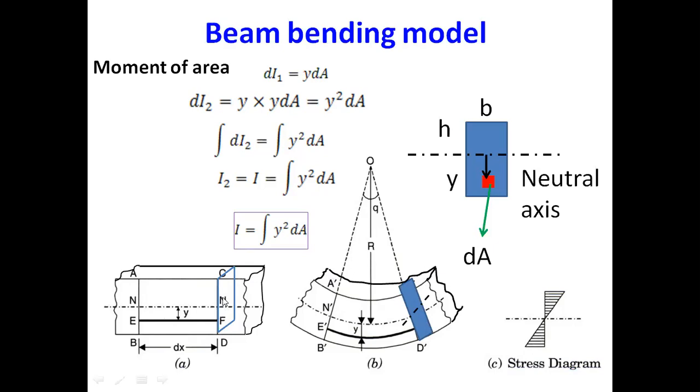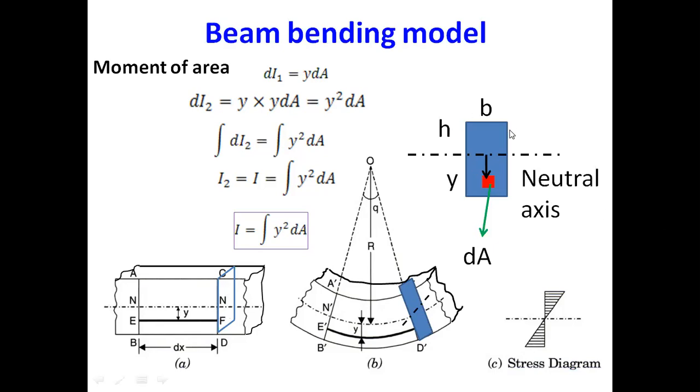So what happens to this cross-section area? It has been rotated about this point O. It has also been rotated about the neutral axis. This is the neutral axis. So we have seen physically that the cross-section area here has been rotated. Physically it has moved. So we could take the moment of the area about the neutral axis.